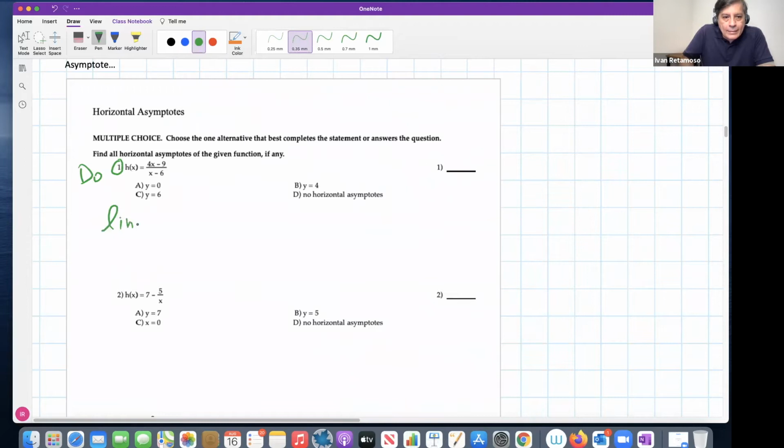And for that, you have to take the limit of this rational function and see if indeed you get a number, right? If you get a number, then you are done. That's the horizontal asymptote. If not, you say no horizontal asymptote.